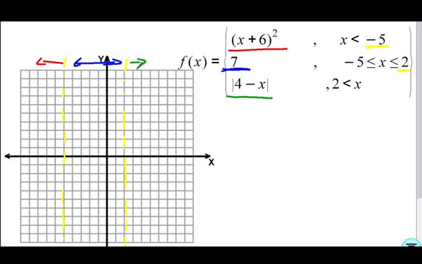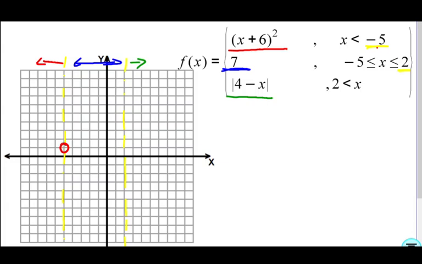Second step, plug in the points, right? So we'll start with the quadratic. It says -5, so plug in -5. -5 plus 6 is 1. 1 squared is 1. And that does not say equal to, so that is an open circle right there.